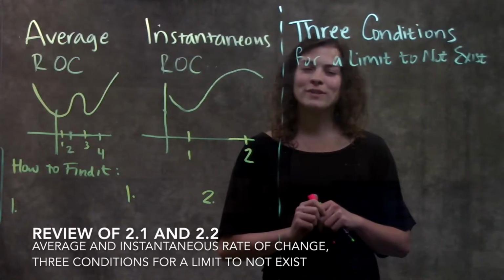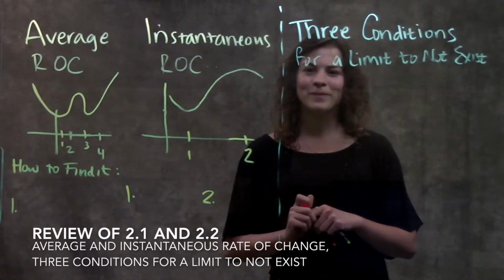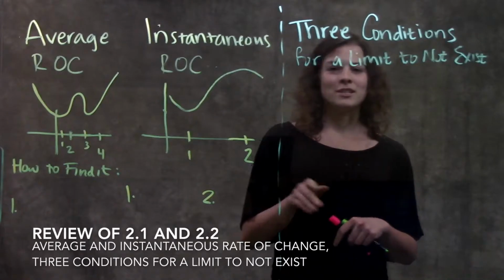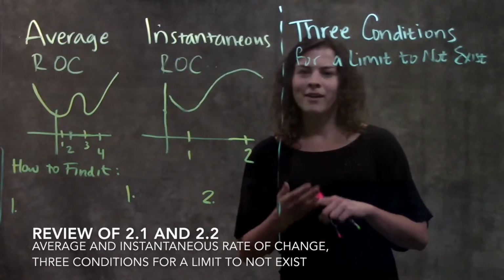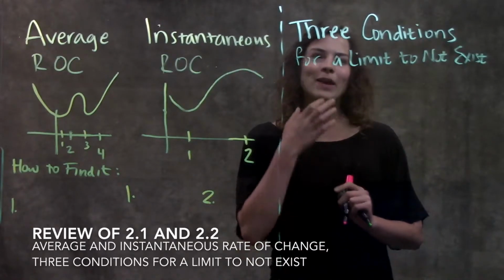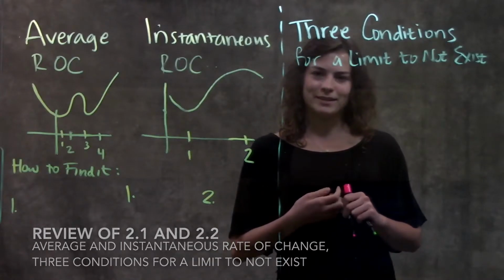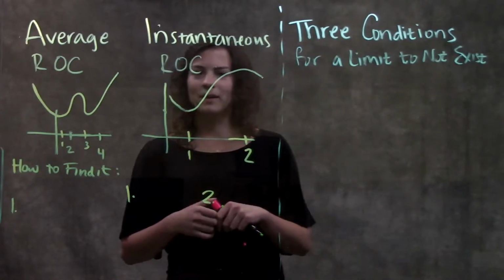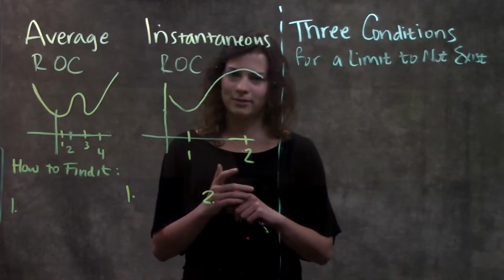So this is just a review over sections 2.1 and 2.2. We're going to go over average rate of change, instantaneous rate of change, what they are, what they look like, how to find them, and also 3 conditions for a limit to not exist. So looking at this first part here, we have average rate of change versus instantaneous rate of change.